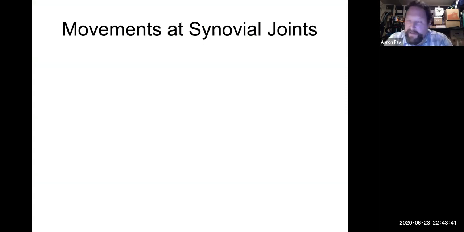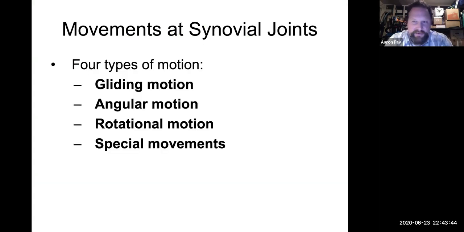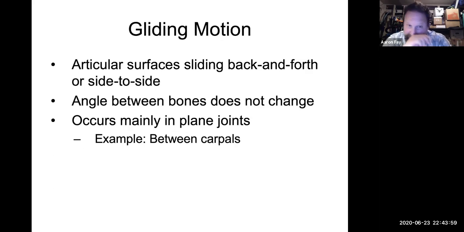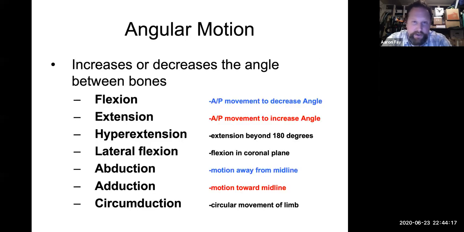So now we're going to be talking about the different types of movements that synovial joints are capable of. We're going to have four basic groups. We have gliding motions, where two bones slide against each other, angular motion, rotational motion, and special movements. Gliding motion you'll usually get between flat bones, and they just slide back and forth or side to side. Common between the carpals and tarsals, the bones in our ankles and the bones in our wrist.